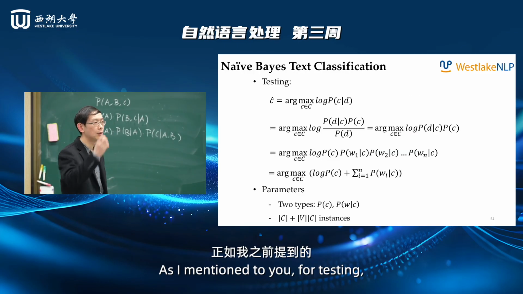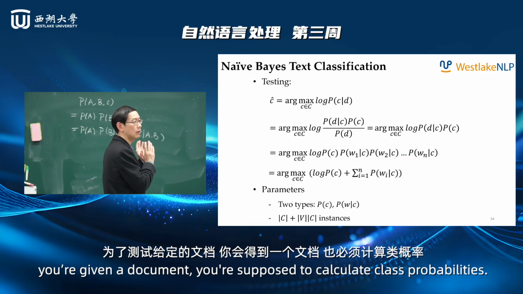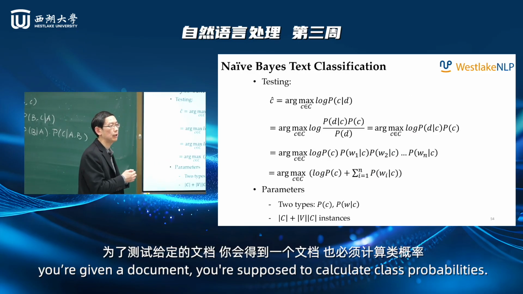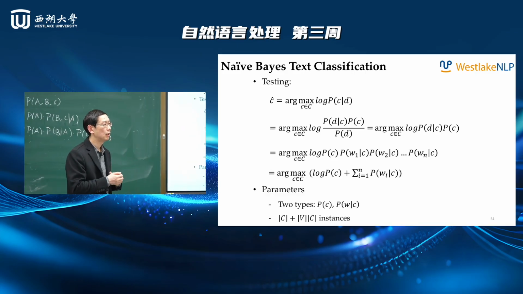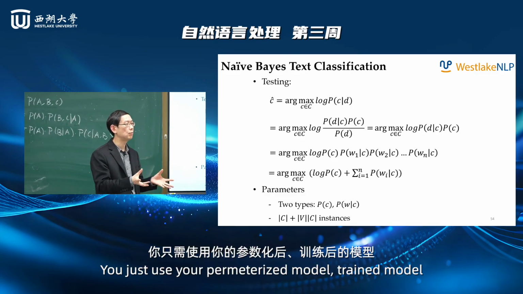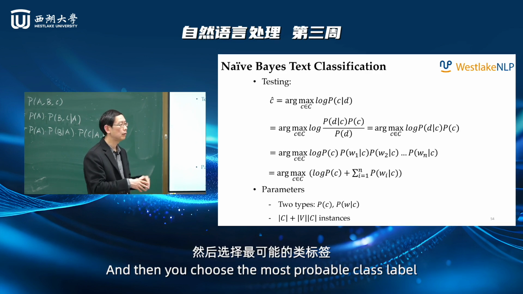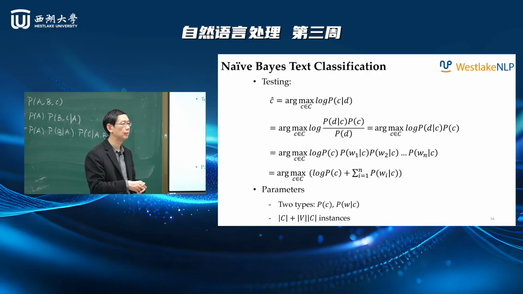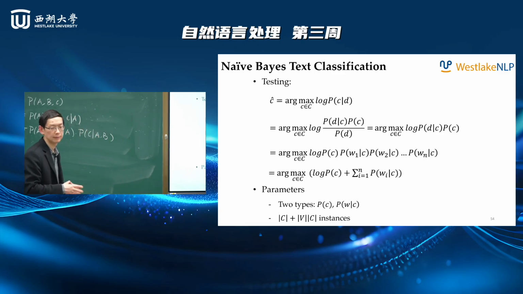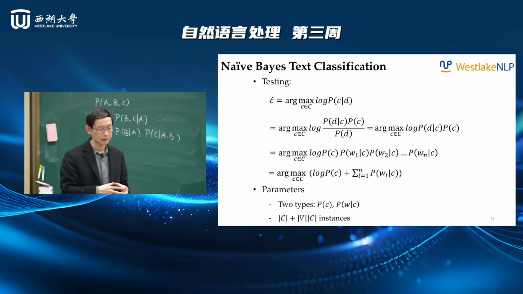As I mentioned to you, for testing, you're given a document, you're supposed to calculate class probabilities. You just use your parameterized model, train the model, to calculate the probability of every class label given the document. Okay? And then you choose the most probable class label as the output. All right.